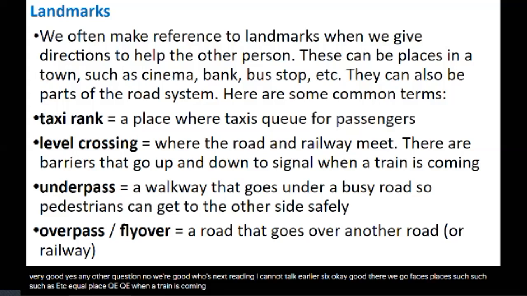Underpass equals a walkway that goes under a busy road, so pedestrians can get to the other side safely. Overpass, flyover, equals a road that goes over another road or railway. Very good. Okay, questions about this here?